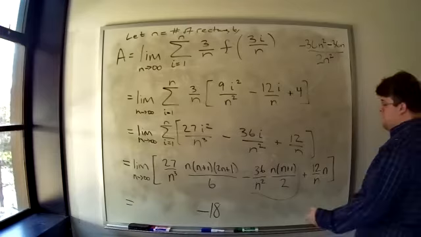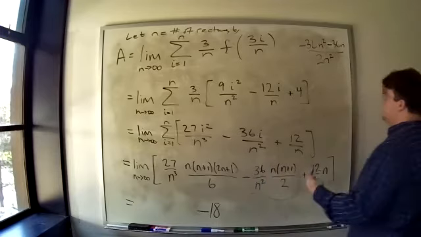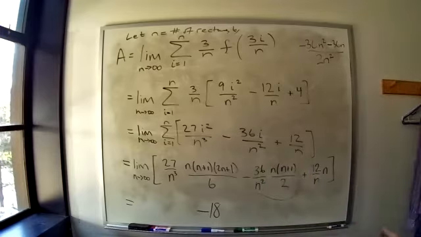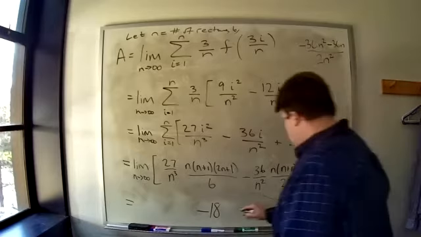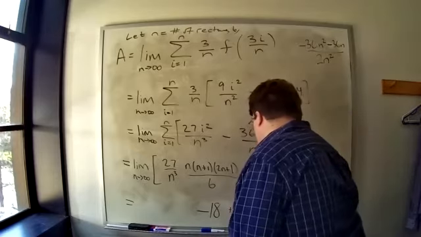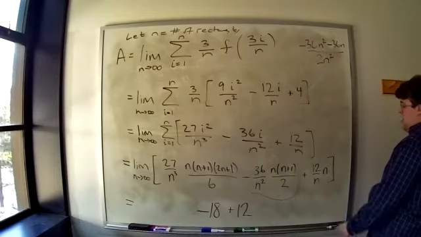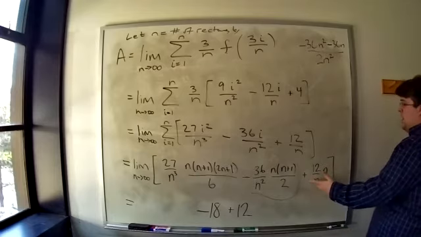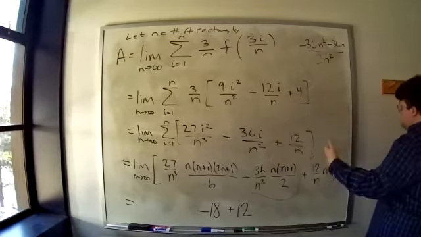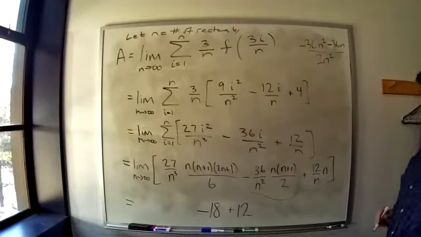But either way you want to conclude that this middle one simplifies to negative 18 is fine with me. So any questions about the middle one? Okay, the last one here we'll just take care of now. The n's cancel and you're just left with 12. And as n goes to infinity, 12 doesn't change, so that's just 12.